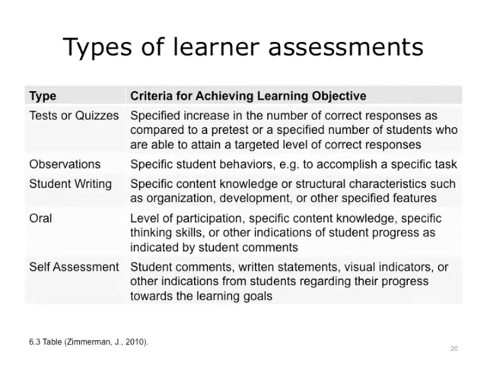Student talking. The criteria may include the level of participation, specific content knowledge, specific thinking skills, or other indications of student progress as indicated by student comments. Self-assessment. You may ask students to assess their own learning as a form of assessment. Possible criteria would include student comments, written statements, visual indicators, or other indications from students regarding their progress towards the learning goals.